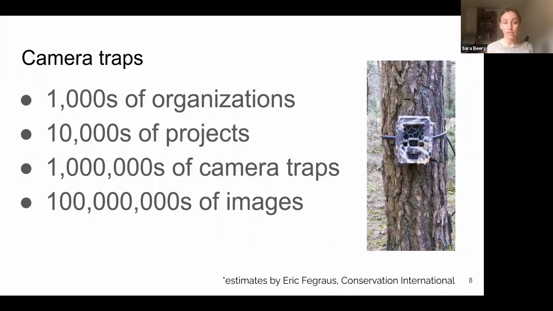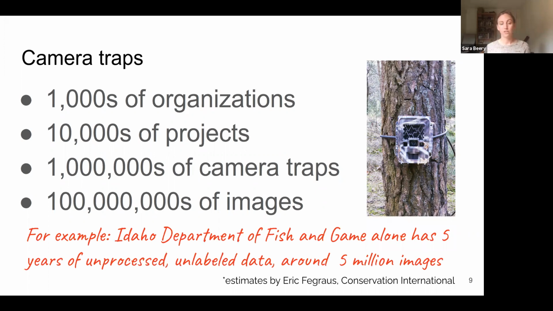And so globally, there's thousands of organizations using camera traps, tens of thousands of different projects within those organizations. Each of those projects has entire networks of camera traps. It means there's around millions of camera traps that are actively being used, and that results in hundreds of millions of images. So you can really see the need for machine learning here. And so, for example, one of our collaborators, the Idaho Department of Fish and Game alone, when we first started working with them, they had 5 years of data that they hadn't been able to process, around 5 million images. And that's actually gone up since then.